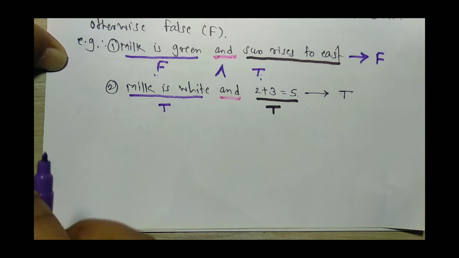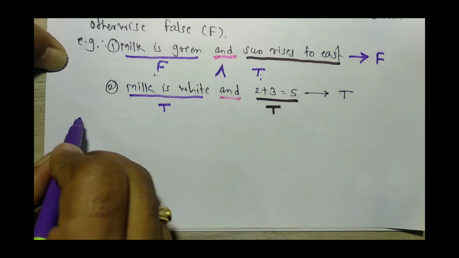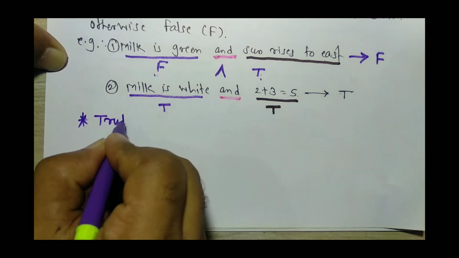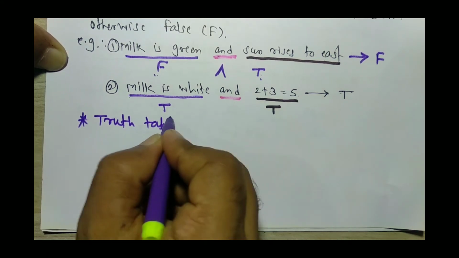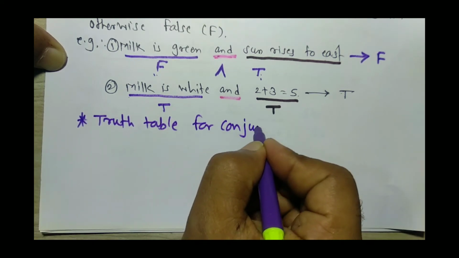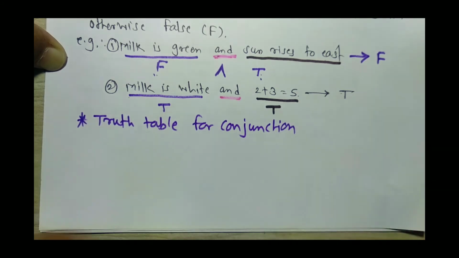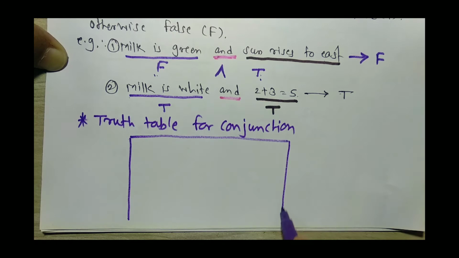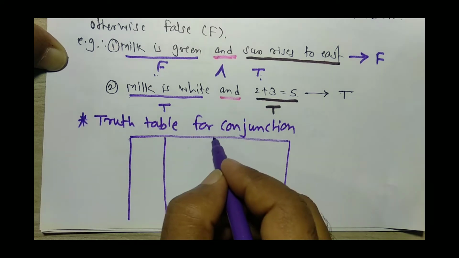This is the consideration of our next discussion: the truth table for conjunction, inside which we will take a table, and in the table we will have three columns here.